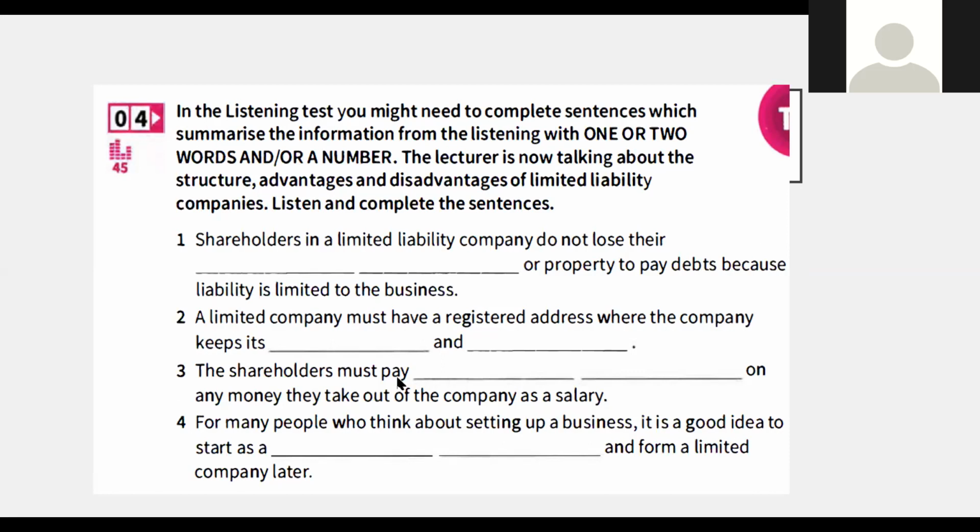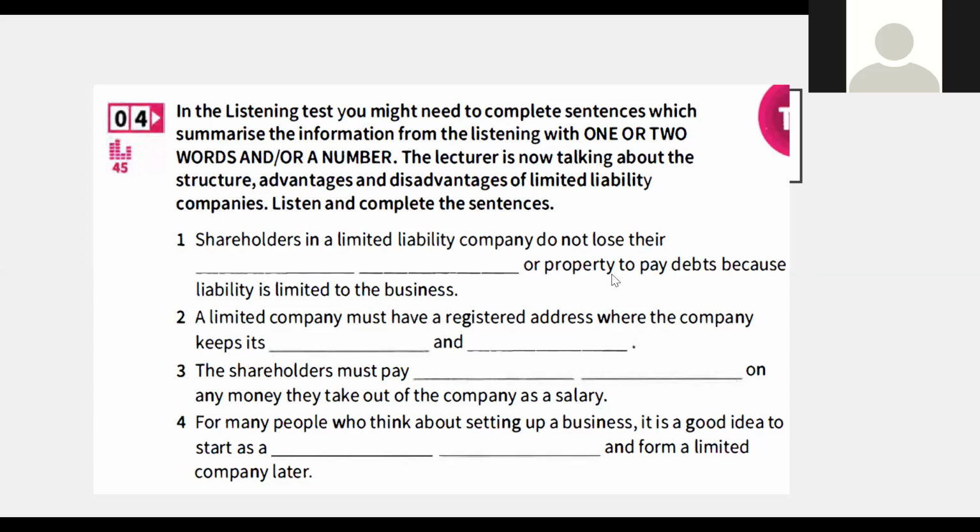Thank you. So the lecturer is now talking about the structure, advantages and disadvantages of limited liability companies. Listen and complete the sentence. So again, we have to listen to it, and before listening, we are just reading it very quickly. The first one says, shareholders in a limited liability company do not lose their blank space or property to pay debts because liability is limited to the business.